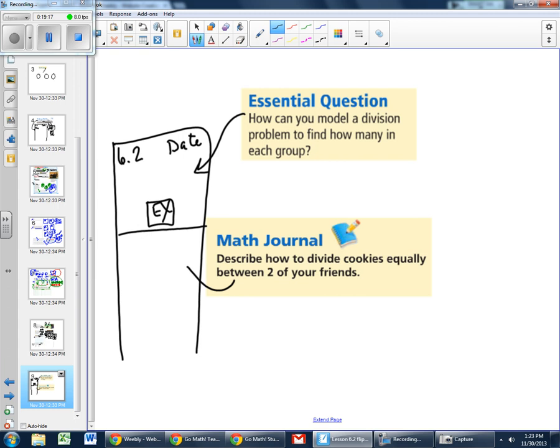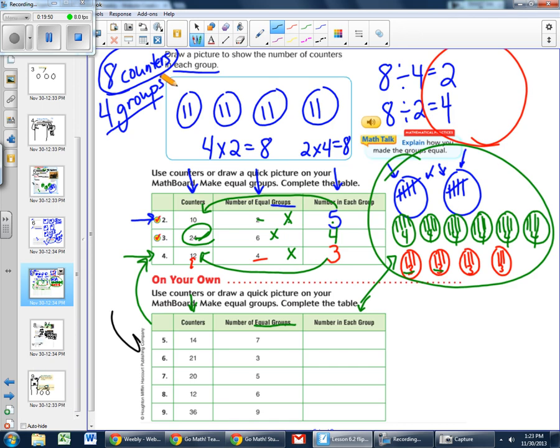And then on the bottom of that page, your math journal. Describe how to divide cookies equally between 2 of your friends. Okay? So how are you going to divide a bunch of cookies between 2 of your friends? It doesn't tell you how many. It tells you you're going to divide it by 2 friends. Okay? So how are you going to have 2 friends and divide cookies? You're going to have to add in your own amount of cookies so that we can make a math problem out of it.